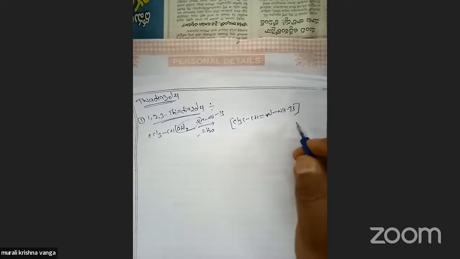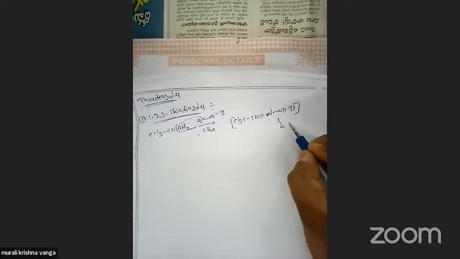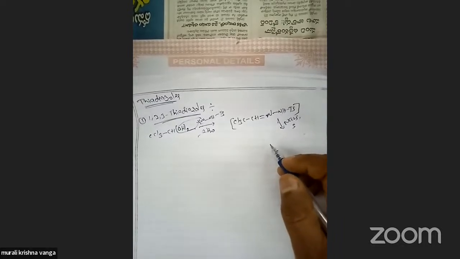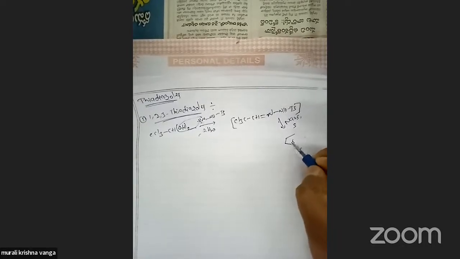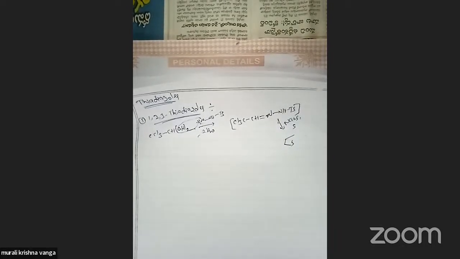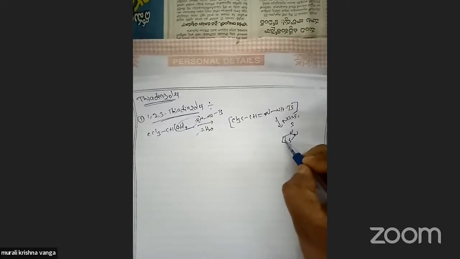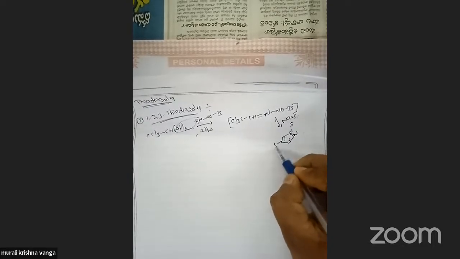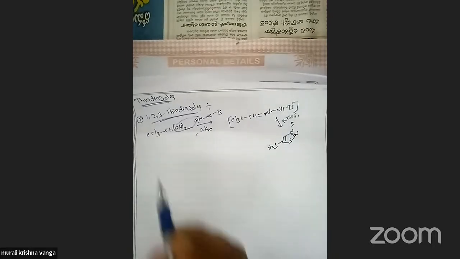When it is reacting with sodium sulfide, Na2S, and sulfur, then the product is 1, 2, 3 thiadiazole. This is the product.